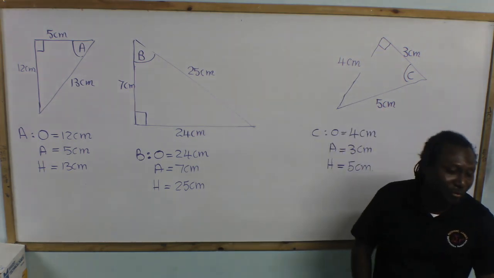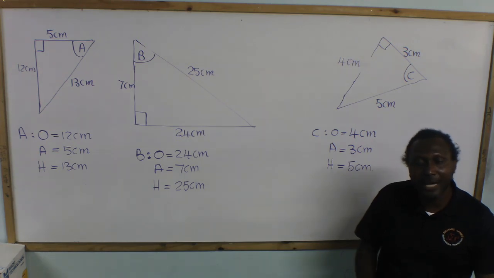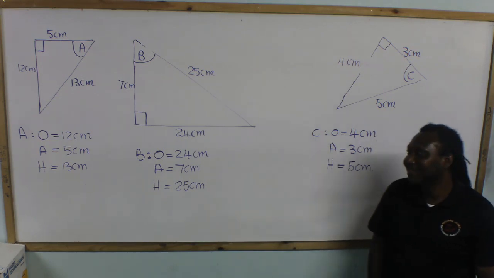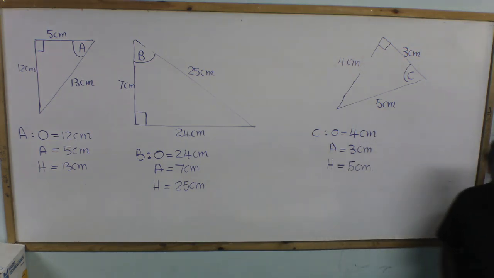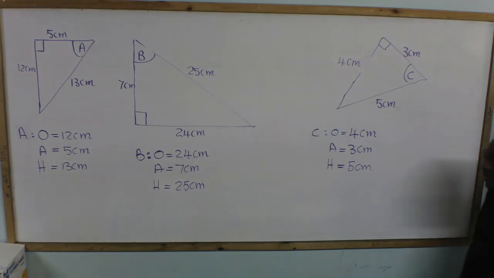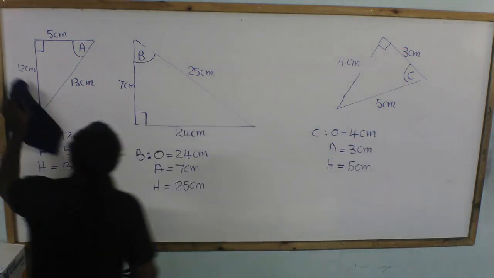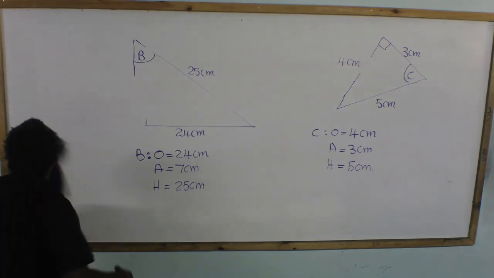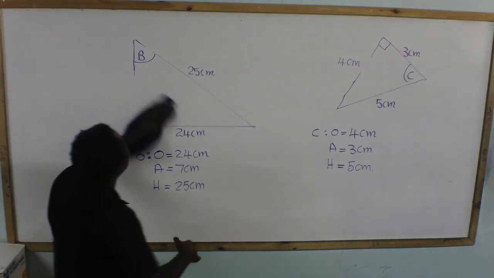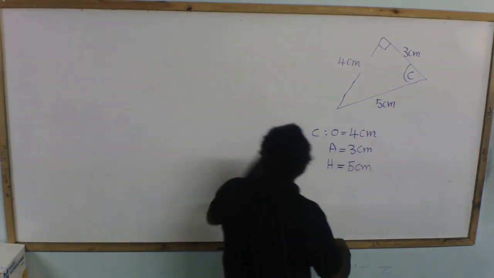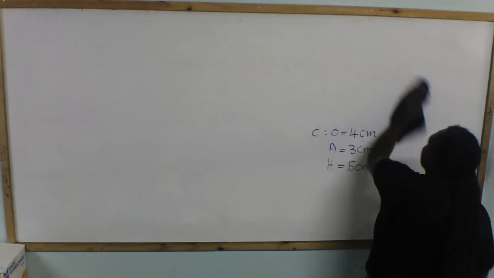So we must be able to identify the hypotenuse, and relative to a particular angle, which side is opposite and which side is adjacent. If you cannot do that, then you cannot start trigonometry. Then, what do we do next? We define the trigonometrical ratios. We define the trig ratios.